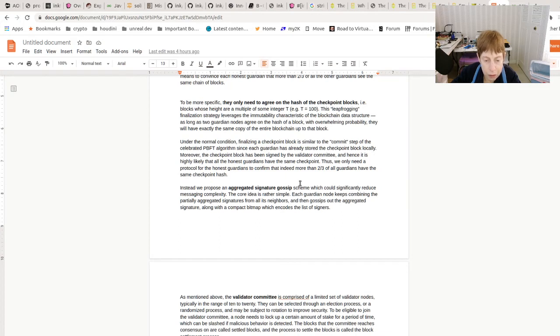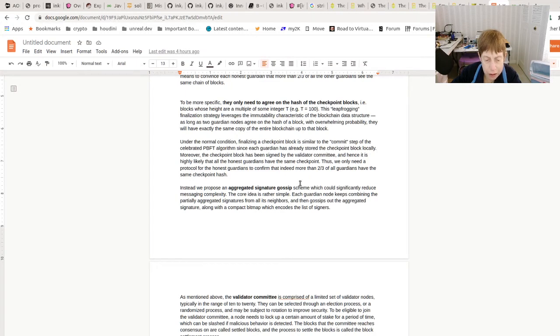So you have the validator committee, a small set of validator nodes, 10 to 20, and it could be an election, it could be rotating, it could be randomized, depending on how they decide to do it. And these nodes put up a certain amount of stake, so there's a certain amount of proof of stake here. And again, if they do something wrong, they can be slashed. And we saw that in Polkadot.